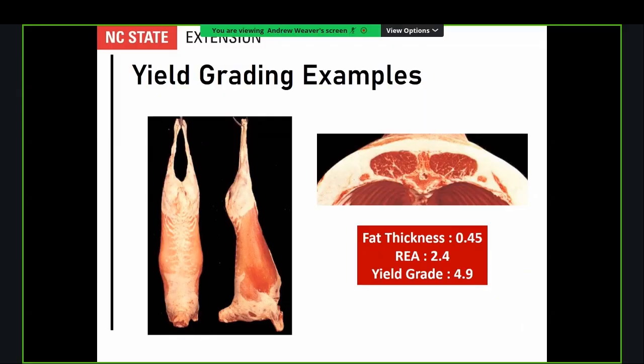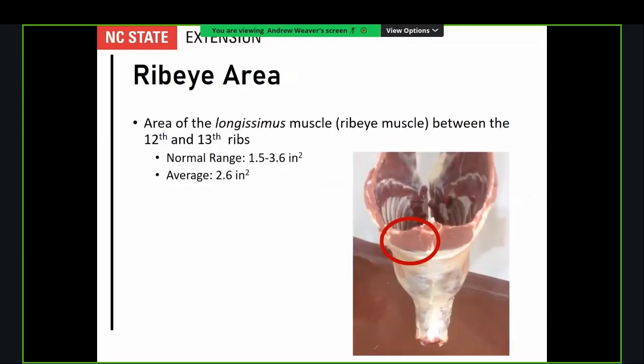So those are our fat metrics. Moving on to some muscle metrics here. Ribeye area. This would be the area of the longissimus muscle, that ribeye muscle. If you're a deer hunter, it'd be the back strap. So it's the area of the cross section of that muscle between the 12th and the 13th ribs. Here, the normal range is 1.5 to 3.6 inches squared, with the average about 2.5.